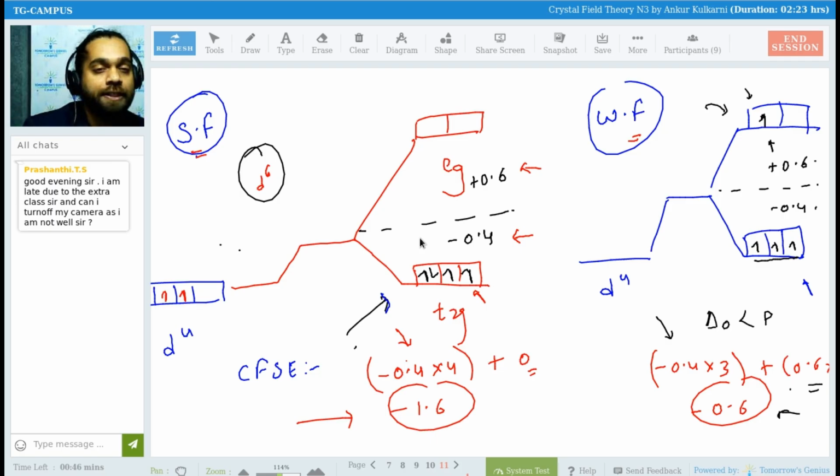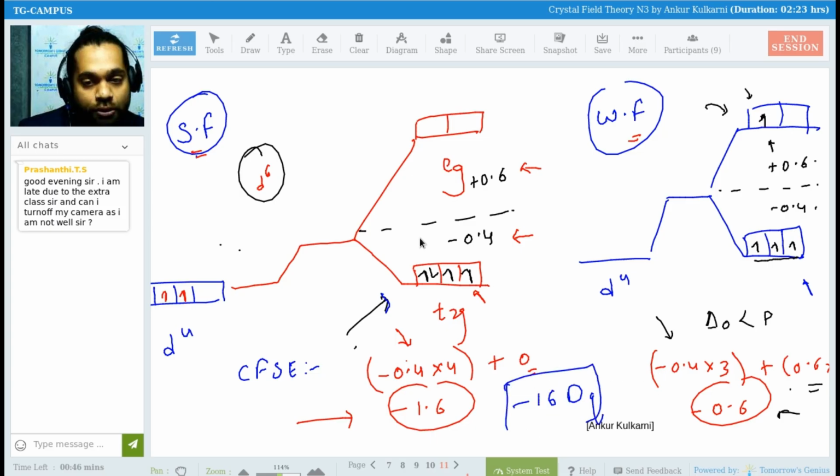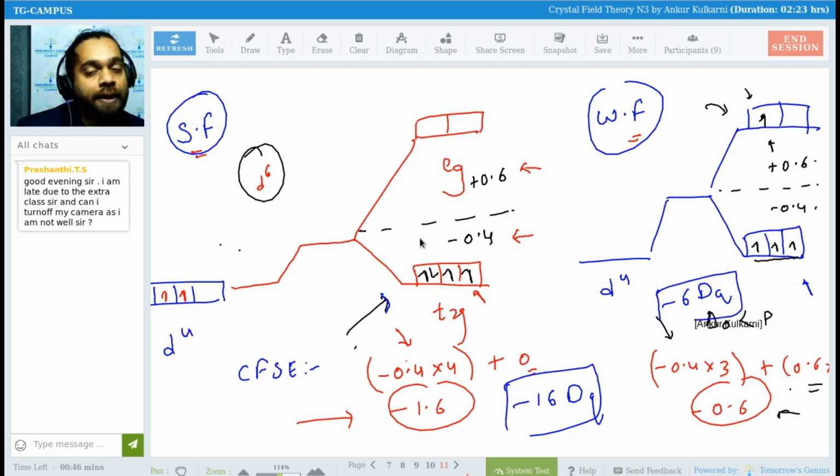Okay, and remember this, everyone. This minus 1.6, we can also write as minus 16 dq. If we are writing dq, that is in terms of this also we can write. Minus 0.6, I can also write as minus 6 dq. So remember, it does not change the meaning. It is still minus 0.6. dq is just a unit that we multiplied by 10. Remember like that.